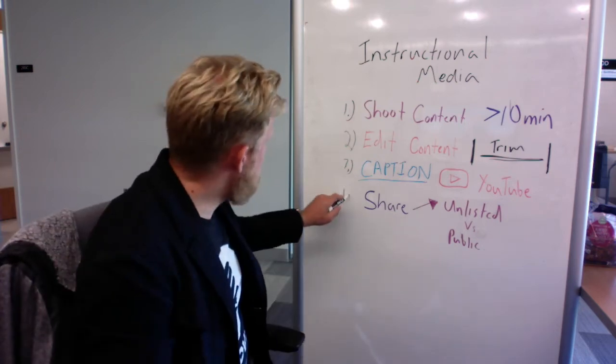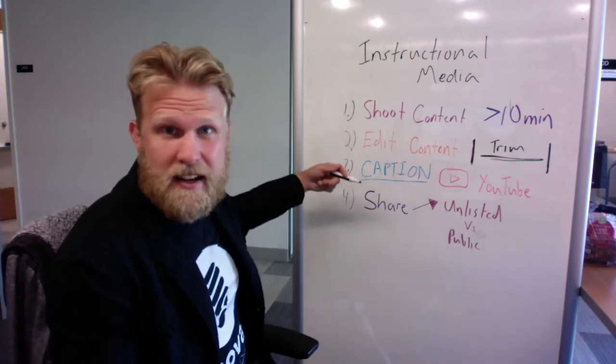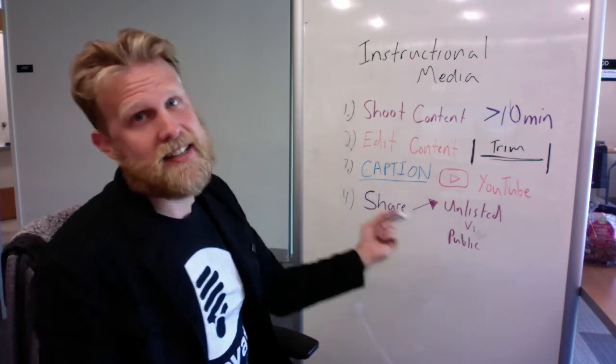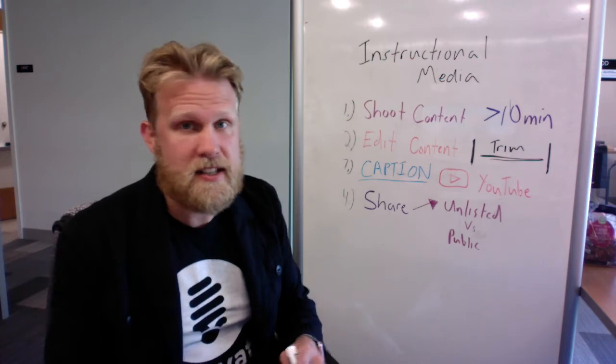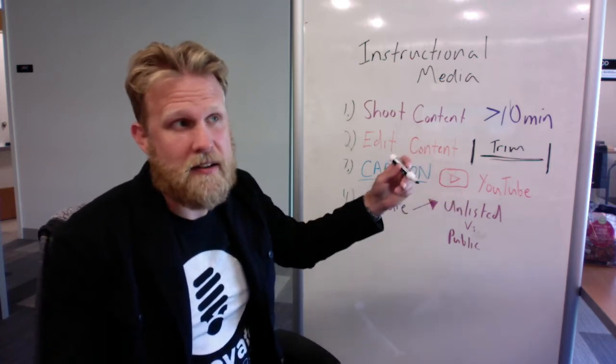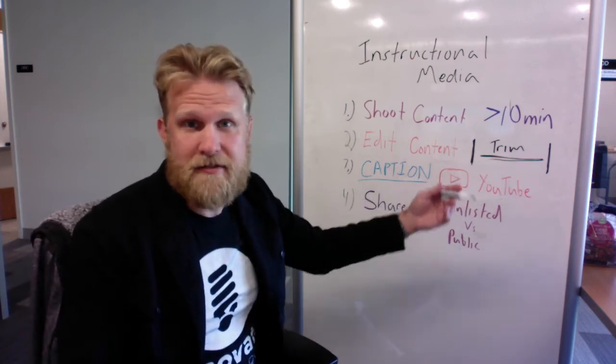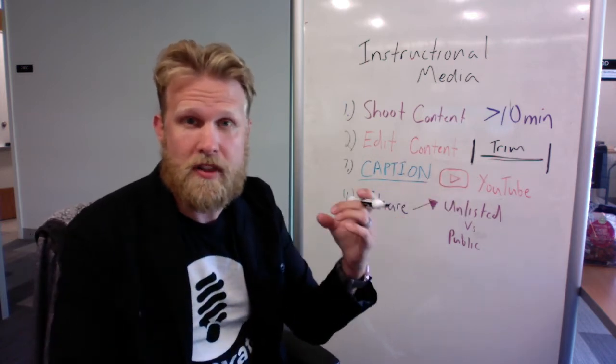And the last piece is going to be sharing the content. Once you've created it, edited it, captioned it, it's now time to get it out to your students, and you can just embed it into your Carmen course. Since you've already had the content uploaded to YouTube for captioning, it should be easy for you to get that embed code or that URL.